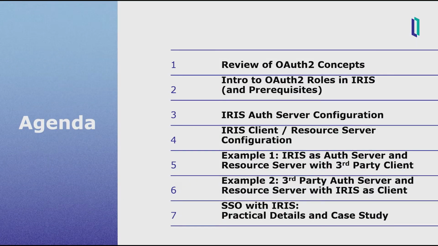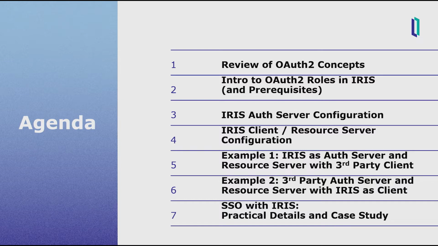But the rest of our agenda today: first we'll have a whirlwind review of OAuth 2 concepts that we covered in the last session. Then we'll have an introduction to OAuth 2 roles in InterSystems IRIS instances and prerequisites, things you have to do before you configure them. We'll take a look at a demo of setting up an IRIS instance as an authorization server. We'll take a look at setting up InterSystems IRIS as an OAuth client and/or resource server. We'll look at a quick example of using IRIS as an authorization server and a different instance of IRIS as a resource server using a third-party client, in this case Postman.